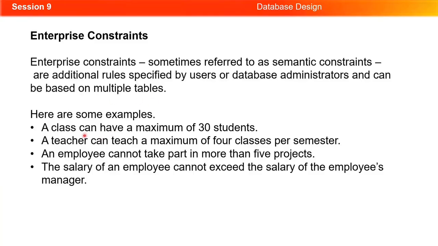Here are some examples. A class can have a maximum of 30 students. Obviously there is a constraint there to limit the size of a class to 30. A teacher can teach a maximum of 4 classes per semester. Again, we see more of a business or enterprise rule there, which we will build into our database and our application as well.